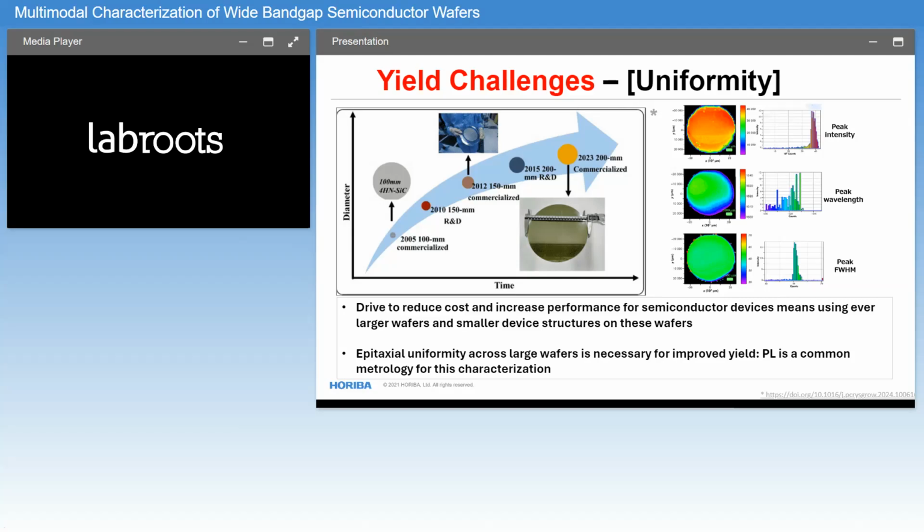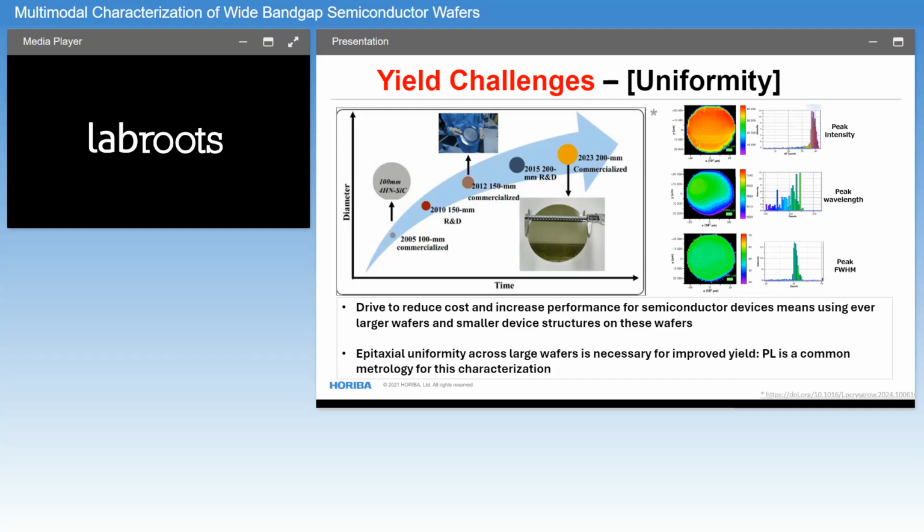Now, the last thing we are going to talk about of the three things; we have talked about stress, we've talked about defects and contaminants. The last one we're going to focus on is the yield challenges resulting from uniformity. As we said before, the ever-increasing drive for better yields comes with increasing sizes of the wafers involved.